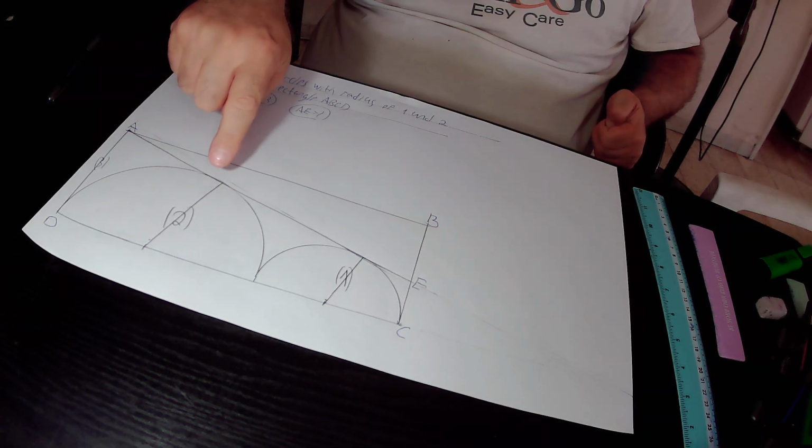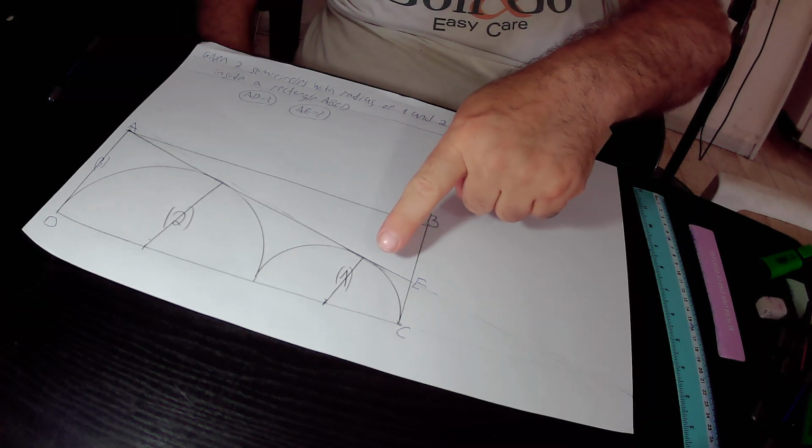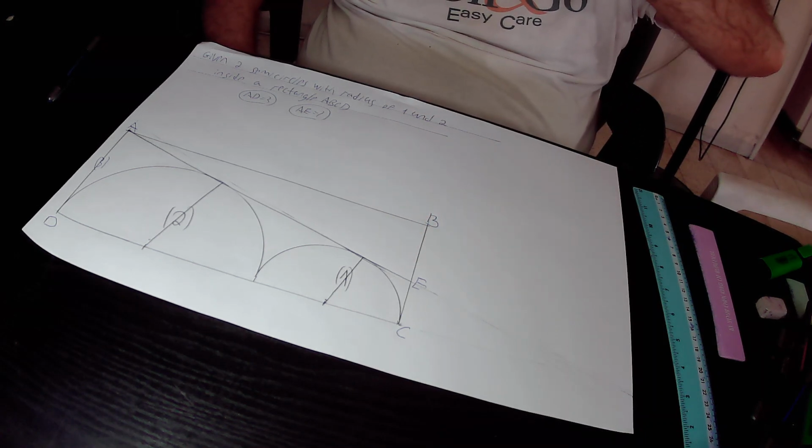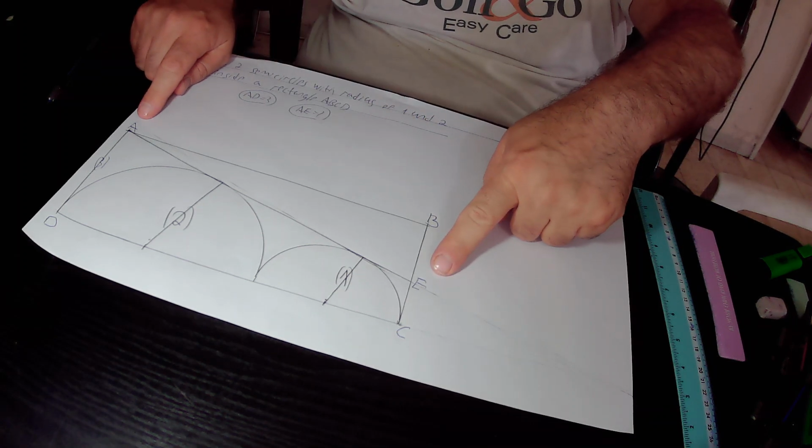The radius of this big semicircle equals 2 units in length. The radius of this small semicircle equals 1 unit. Again, our mission is to find the length of this line segment AE.